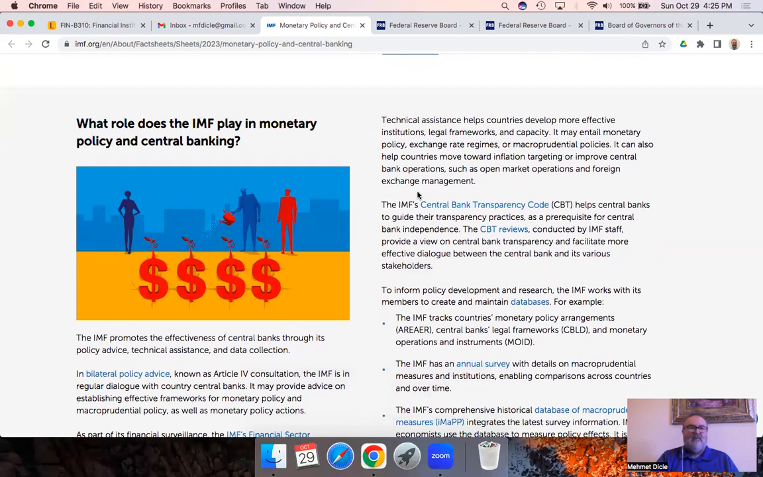That's why I actually have the IMF website open right here. When we talk about the central banks, and then we talk about the IMF, the International Monetary Fund, is the IMF the central bank of the central banks? And in a way, it is. However, obviously, it's not mandated.